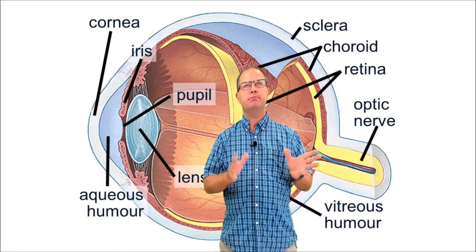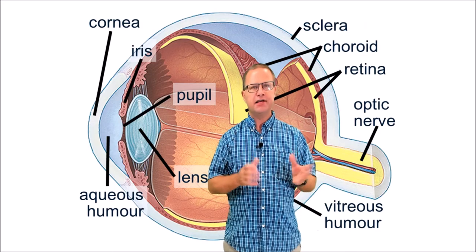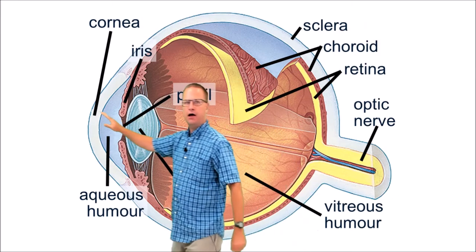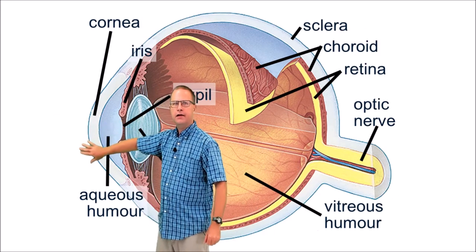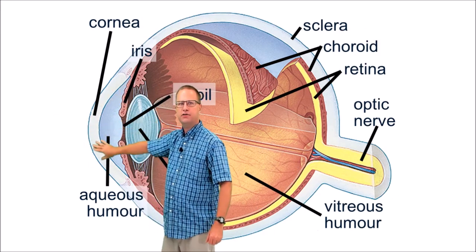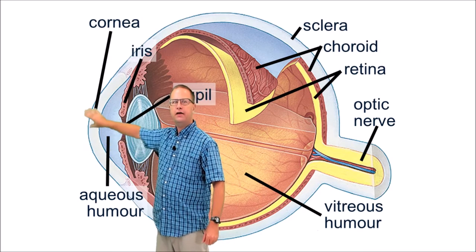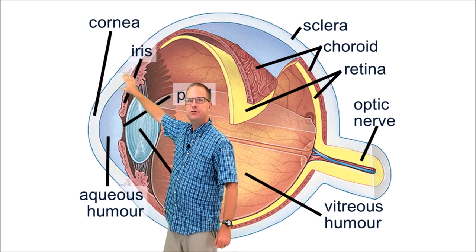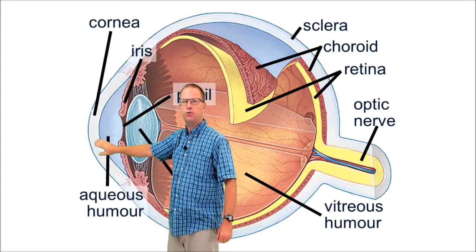All right, now we're going to go through the parts of the eye and talk about what each of them does. In doing this, we're going to talk about the pathway of light. So light first encounters the eye right here at the cornea. Now, the cornea is this clear layer right here, which is over the pupil. Now, the cornea is made up of fibrous connective tissue. It's part of the fibrous tunic, and it's continuous with the sclera, which is the white of the eye.